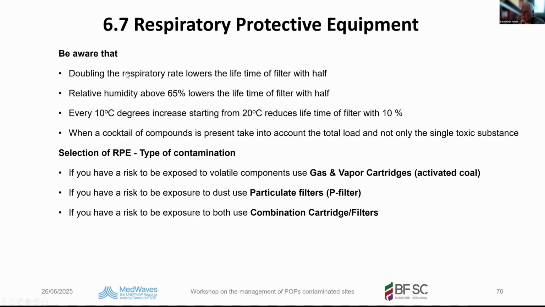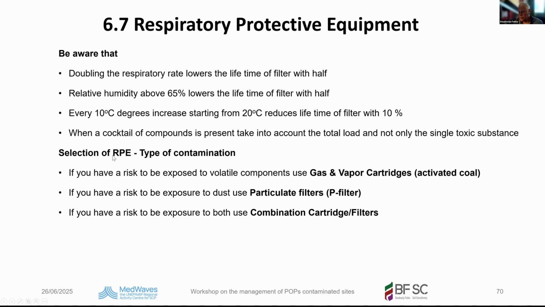Be aware that doubling the respiratory rate lowers the lifetime of your filter. So if you work very hard, the lifetime of the filter will be reduced. Relative humidity above 65% also lowers the lifetime. So when it rains and the humidity is high, be aware that the lifetime of your filter is being lowered. Every 10 degrees increase starting from 20 reduces the lifetime of your filter by 10%. And when a cocktail of compounds is present, take into account the total load and not only the single toxic substances. So when you select your filter and you have a cocktail, you should not use the single toxic substance, but the full load.